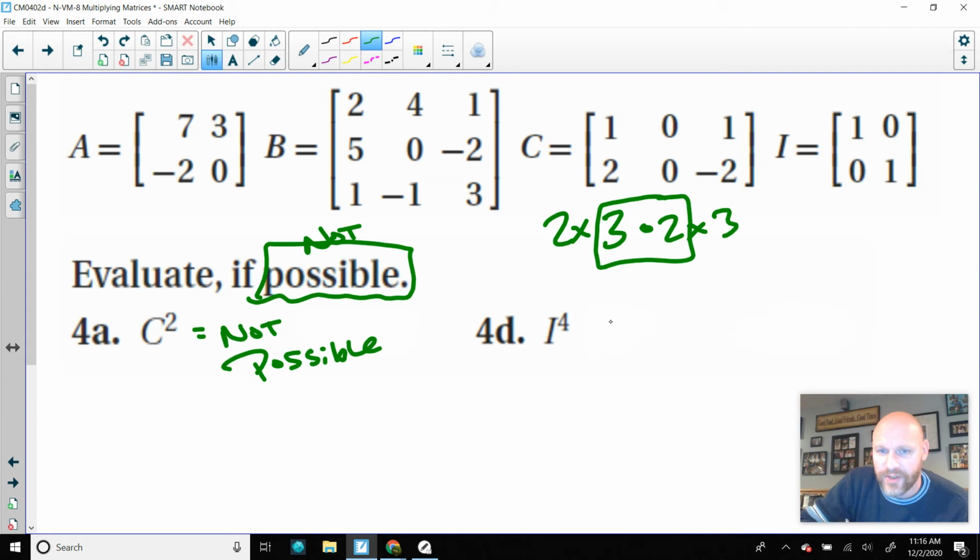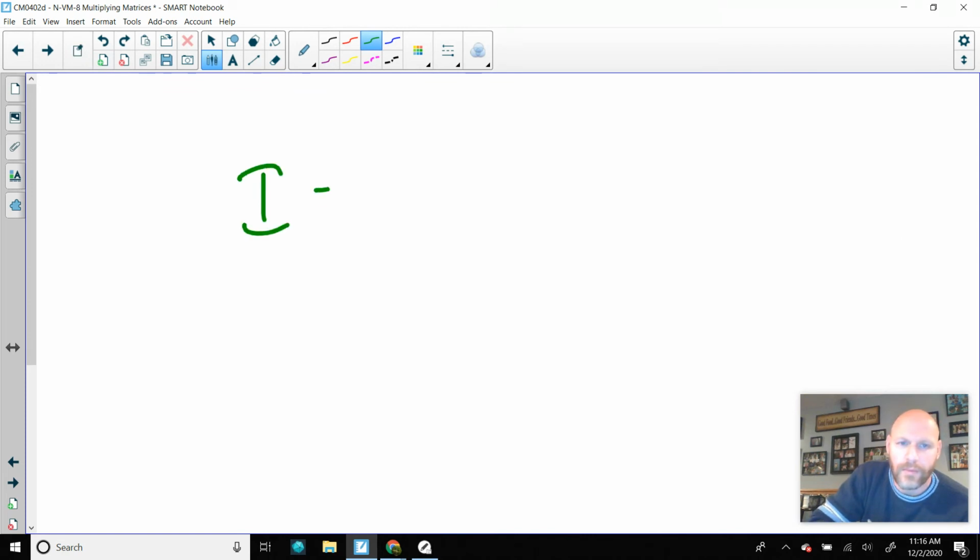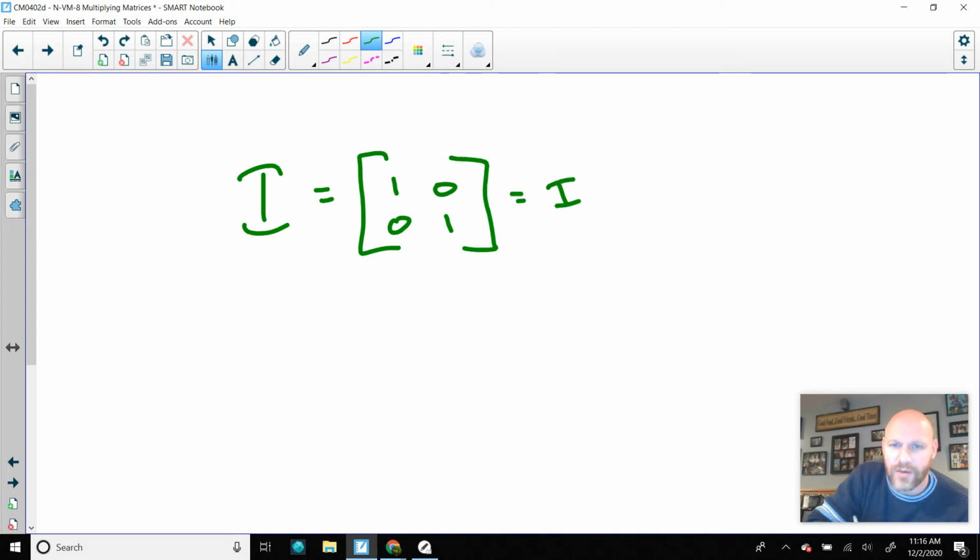What we're going to do is they want to do I times I times I times I. Well, if you think about it, we can do I squared right here, and then we'll have this answer. And then they just want you to multiply those together. But watch what happens when we do I times I. This is what's known as an identity matrix. So I equals 1, 0, 0, and 1. What we do is we have ones on a diagonal. This is what's known as an identity.